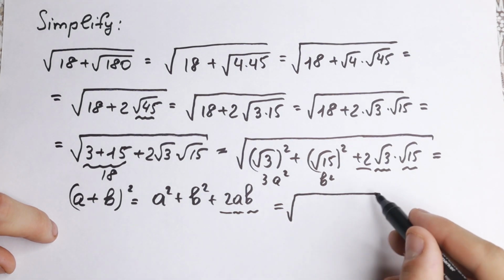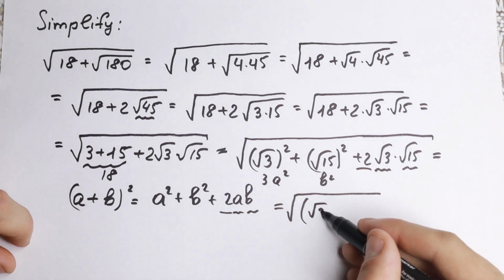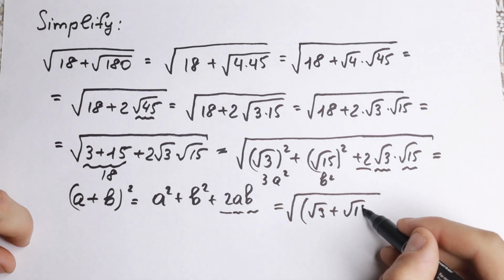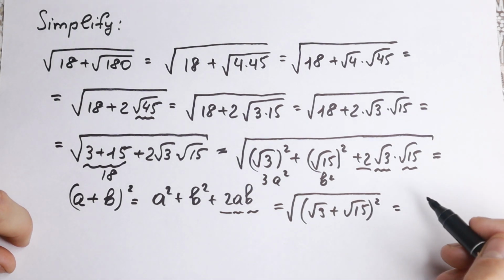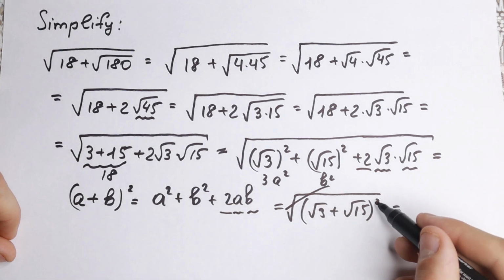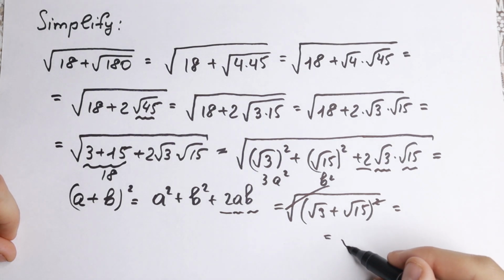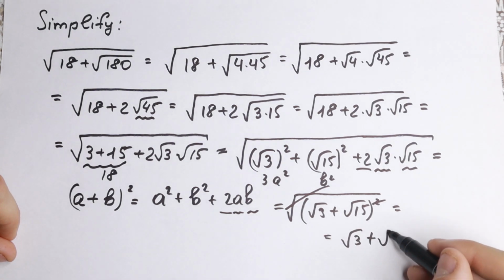So we complete this square and we can write it as a plus b. As a result we will have (square root of 3 plus square root of 15) squared. And right now, the last step, the easiest step, is to cancel this square root and this square, and as a result we will have square root of 3 plus square root of 15.